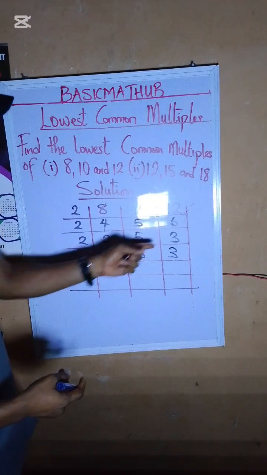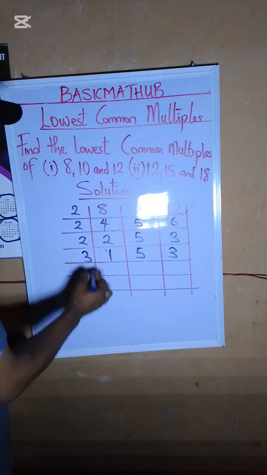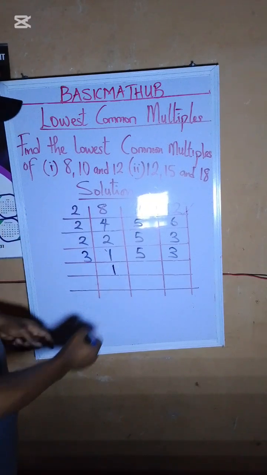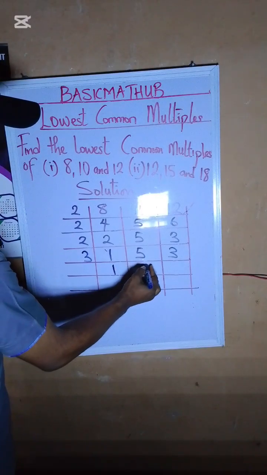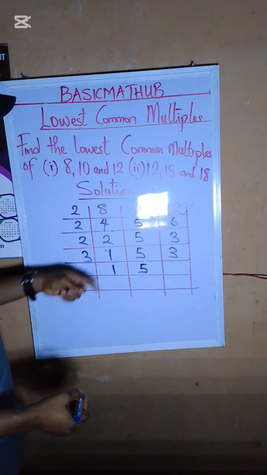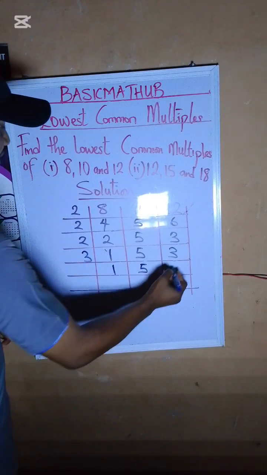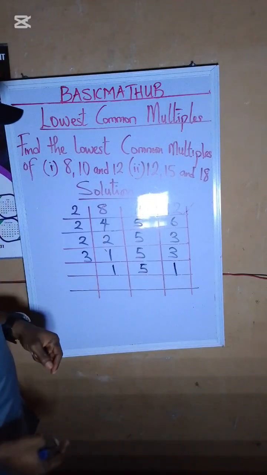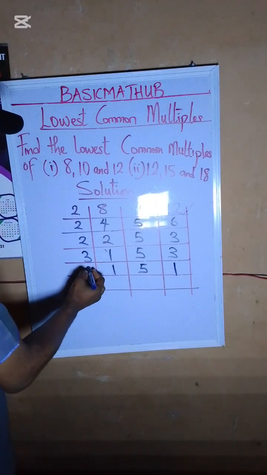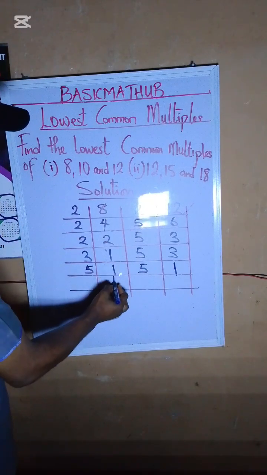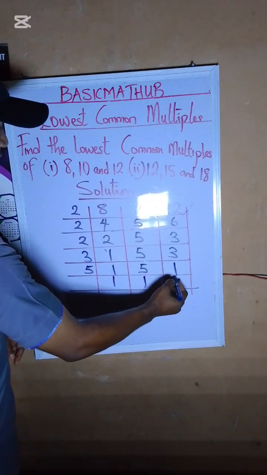Let's go to the next number. We have 1, 5, 3. So 3 is the next one we pick. This one is already solved. This will remain 5 as well because 3 cannot divide 5 completely without any remainder. So 3 divided by 3 gives us 1. We are left with 5. 5 divided by 5 gives us 1 and another 1.